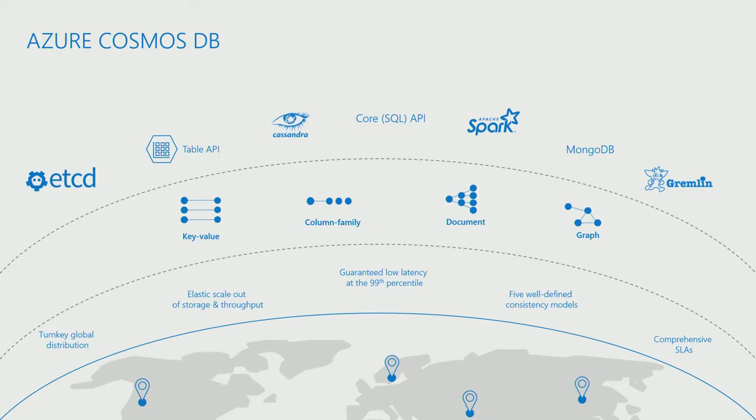So we provide a bunch of APIs and data models. So if you're familiar with Mongo, you can use our MongoDB API. If you're familiar with Cassandra, you can use our Cassandra API. Our core API is the SQL API, and we also have Gremlin capabilities.